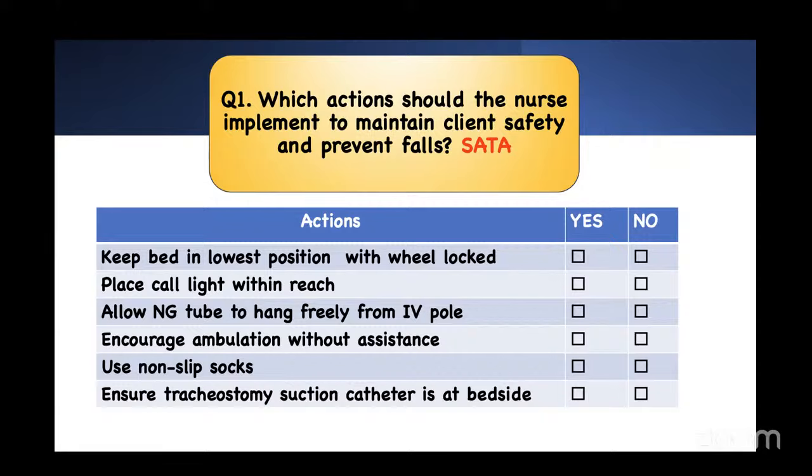Of course, the bed in the lowest position is good. It prevents falls for the patient. Then place the light within the patient's reach, the call light and everything. That will prevent them from getting out of bed. And then what? Allowing the NG tube to hang freely from the IV pole. What do you think? If the NG tube hangs freely, the patient can trip on it. That's a fall risk. They cannot walk without assistance. It's not good. At least walking with assistance is good. And then non-slip socks, of course, that's a good one, right?